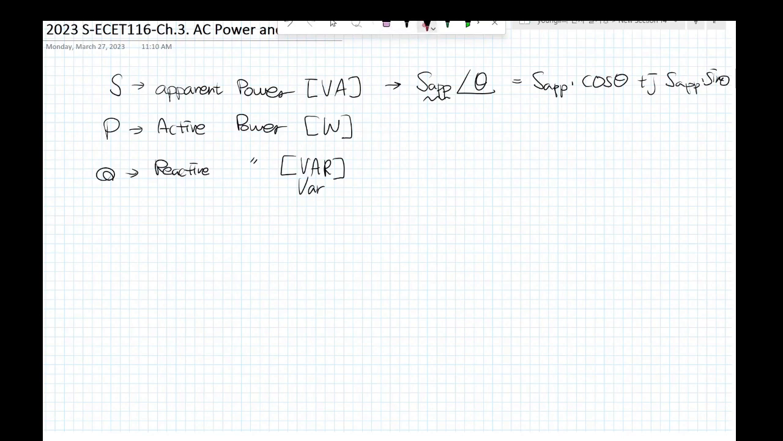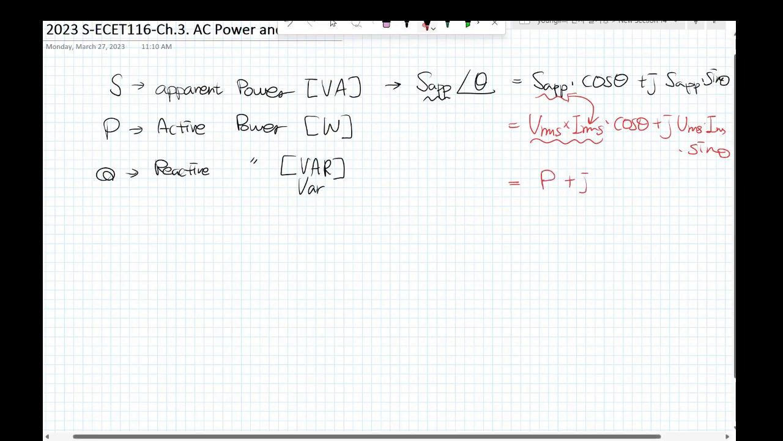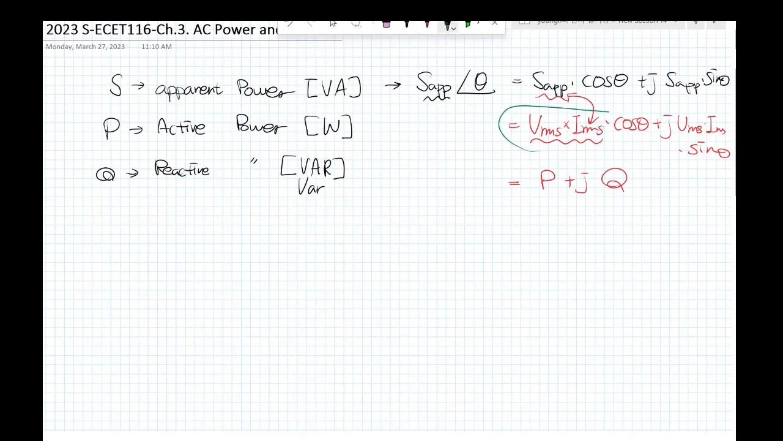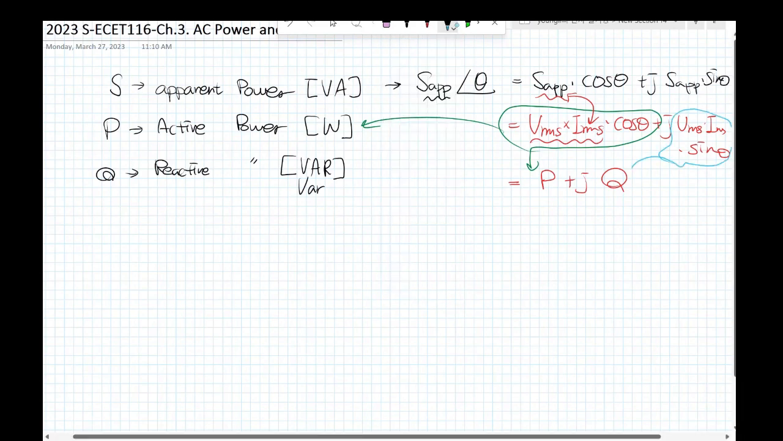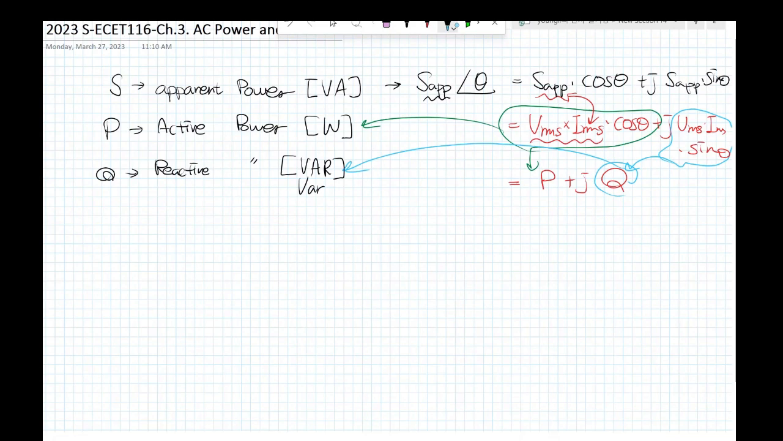So that one is V sub RMS multiplied by I sub RMS and cosine theta, plus j V sub RMS I sub RMS times sine theta. That means that was the S sub APP, which is also P plus jQ. So P is the formula here, and Q is this one here. That is the Q, reactive power.